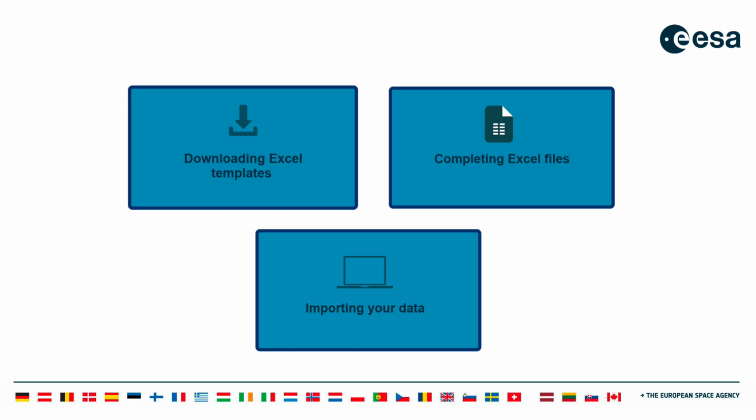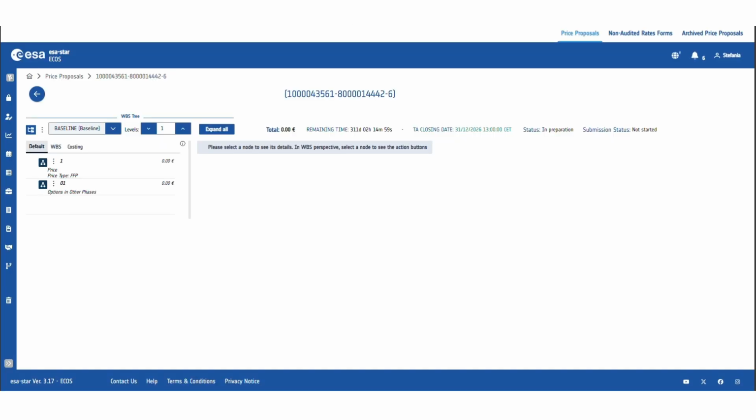ECOS. In your role as bid manager, you can import an Excel file to create or complete your WBS, as long as it follows the required template. Please note that only new lines can be imported. If you include a line for a node that already exists in your WBS, it will cause the import to fail. To start this process, click on the three dots next to your WBS tree title from your price proposal and select Import WBS.